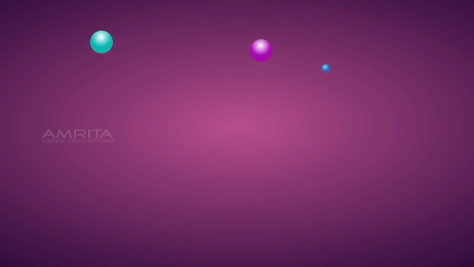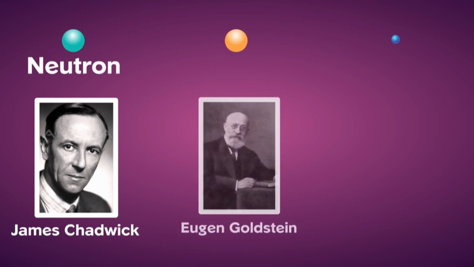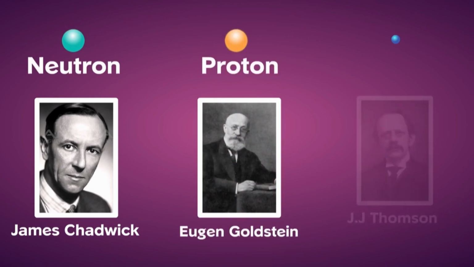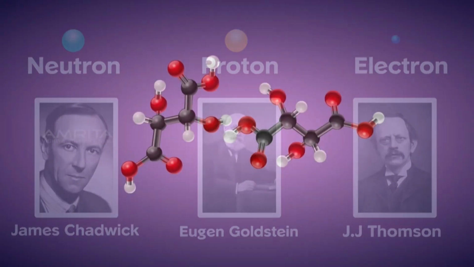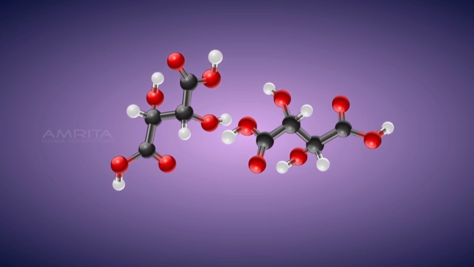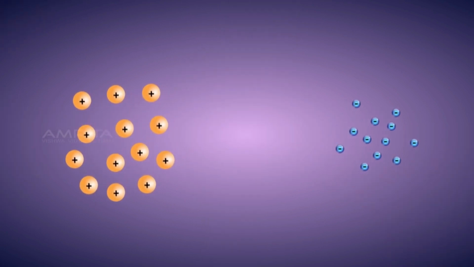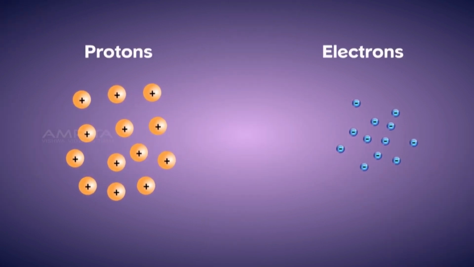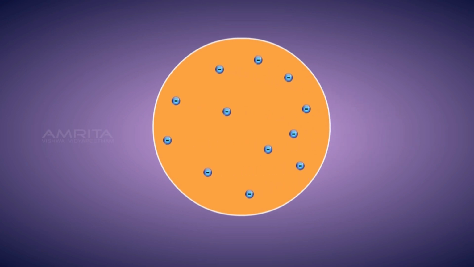Who were the people behind the discoveries of these particles? They were none other than James Chadwick, who discovered neutron, Eugen Goldstein, who discovered proton, and J.J. Thomson, who discovered the electron. So how do we explain the arrangement of protons and electrons inside an atom? To explain the arrangement of protons and electrons inside the atom, J.J. Thomson prepared a model for the structure of the atom, known as Thomson's model of atom.